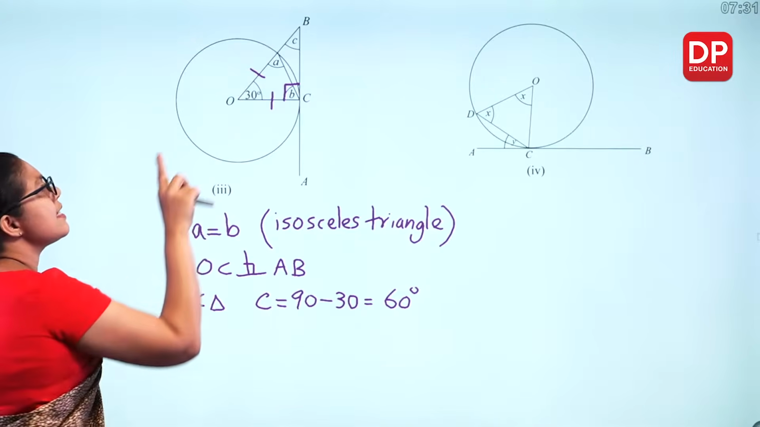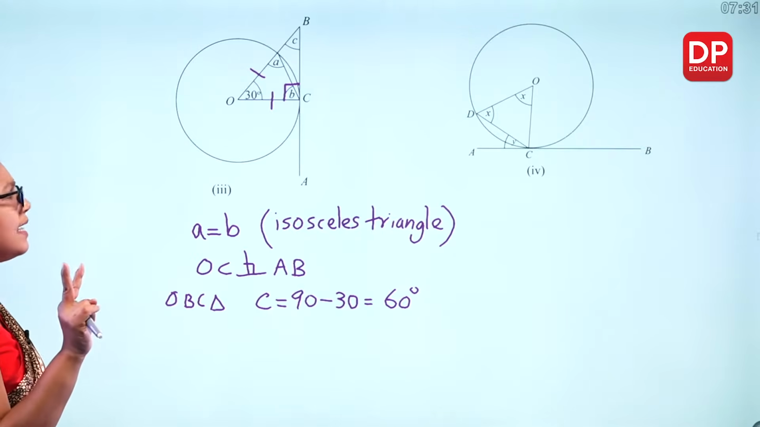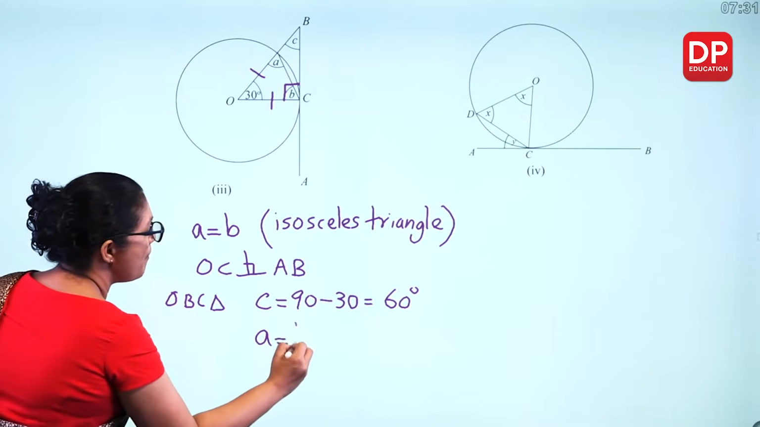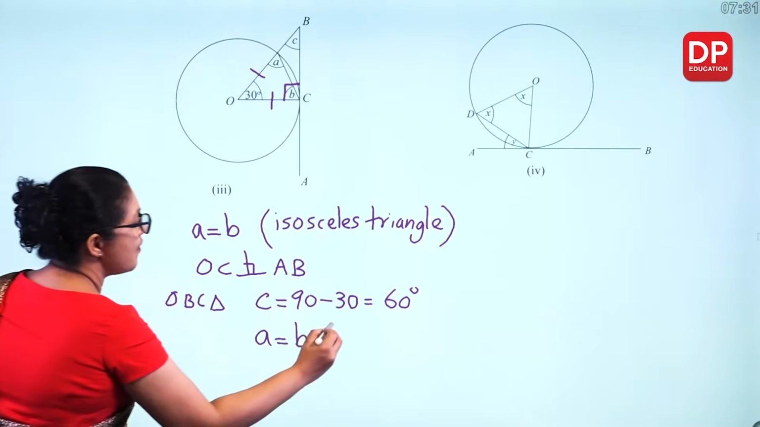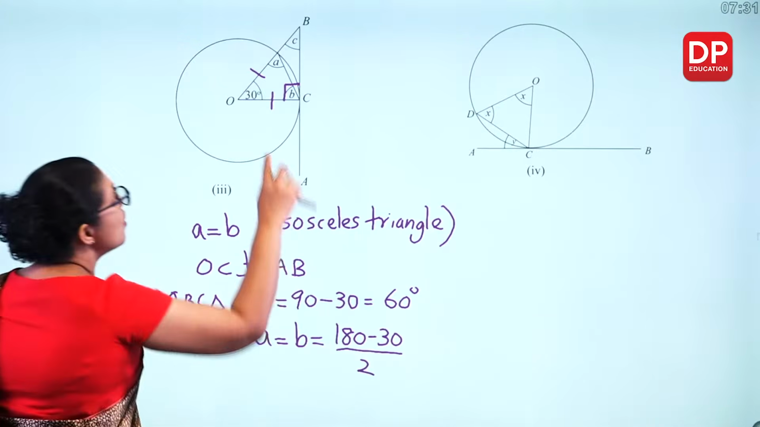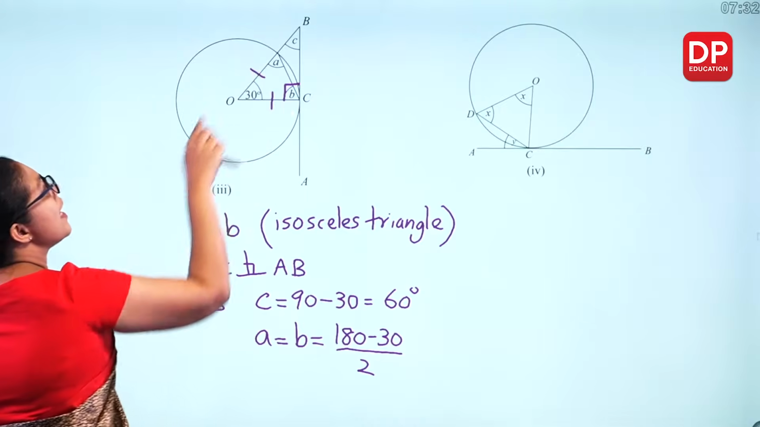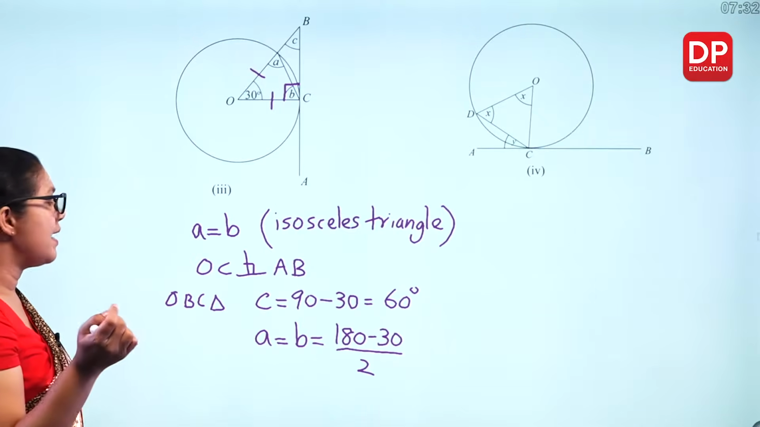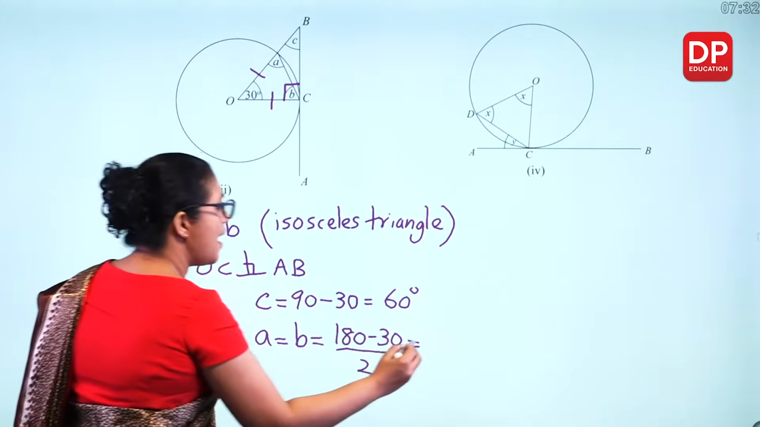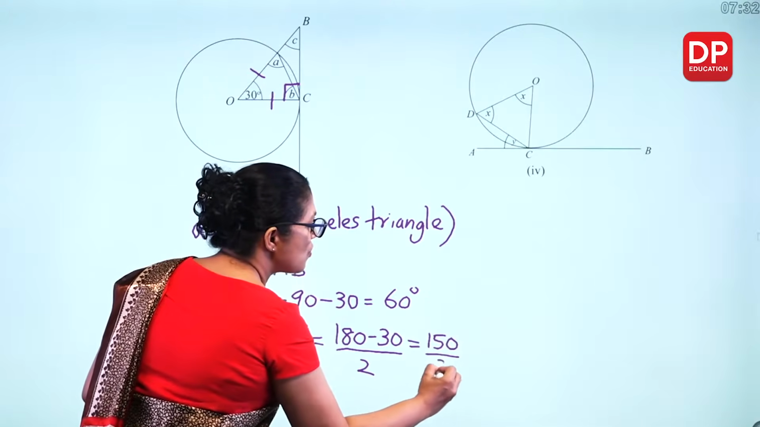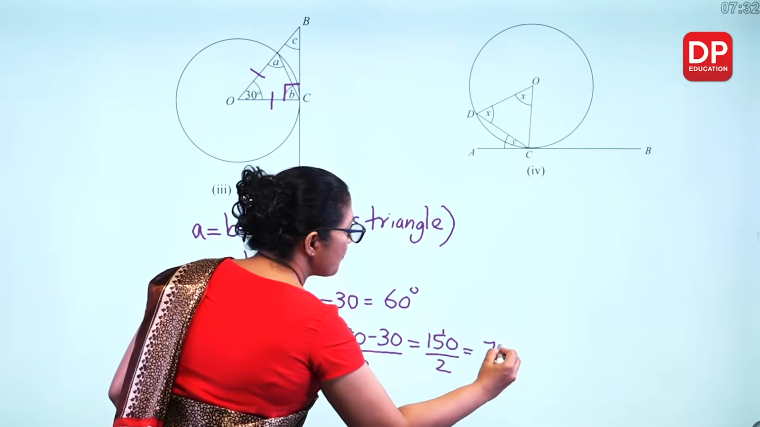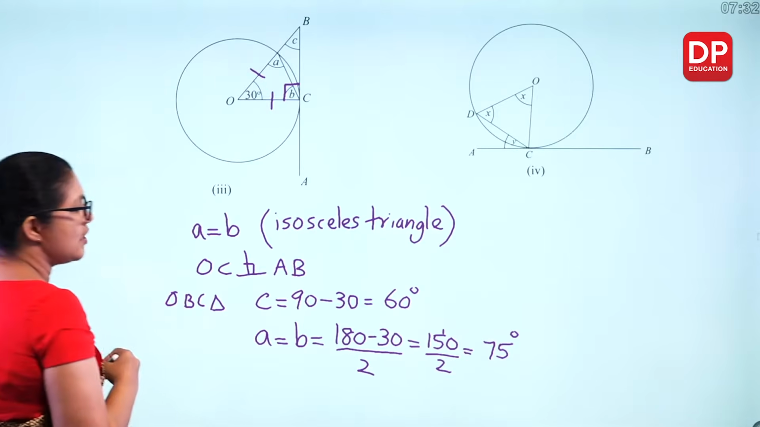What can you say about this triangle? This angle is 30. So the other two are equally divided. So we can write down A or B equals (180 minus 30) divided by 2, because when you add A, B and 30, you get 180. So 180 minus 30 is 150. Divide by 2, you get 75 each.